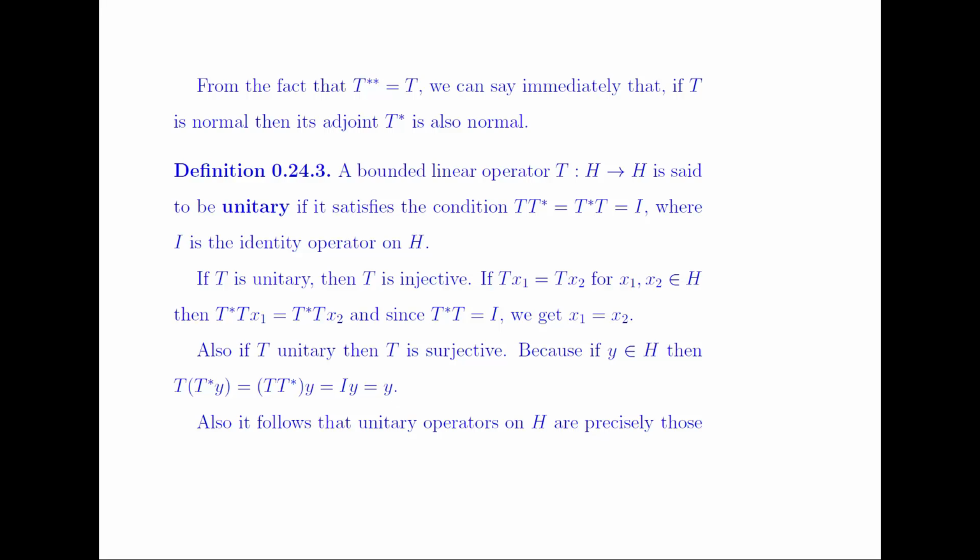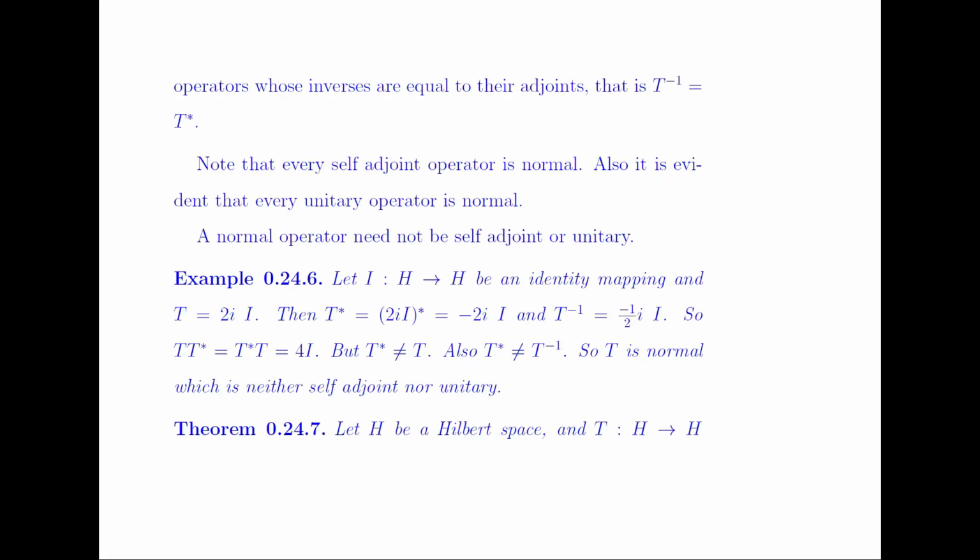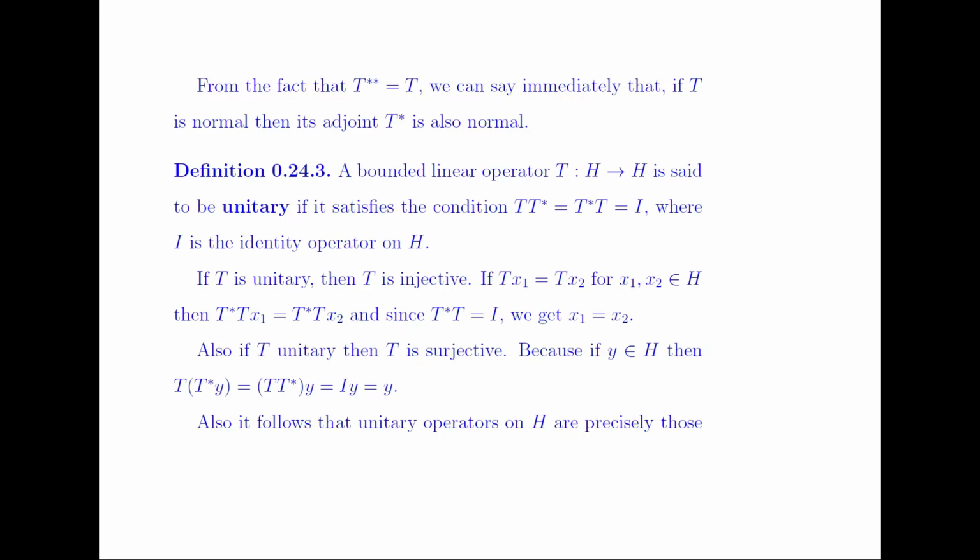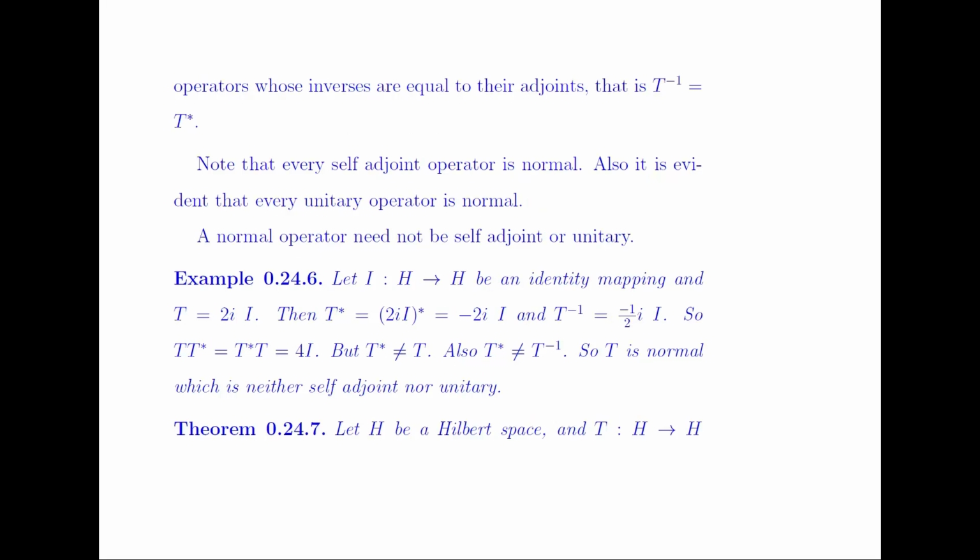So it is surjective. So it follows that unitary operators on H are precisely those operators whose inverses are equal to their adjoints. First of all, in the case of unitary operators, it is bijective, so the inverse exists. So we can say that unitary operators on H are precisely those operators whose inverses are equal to their adjoints. That is, T inverse is equal to T star.